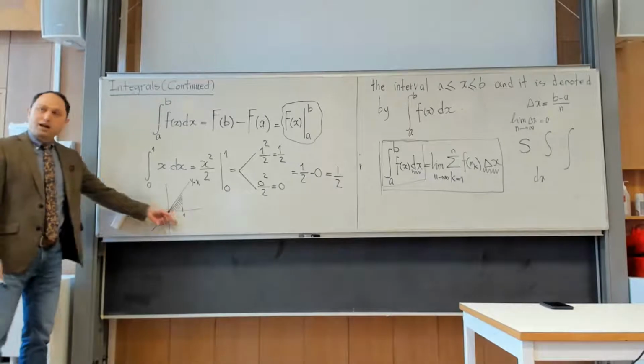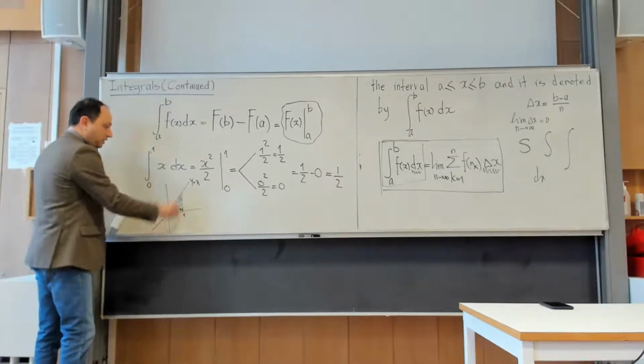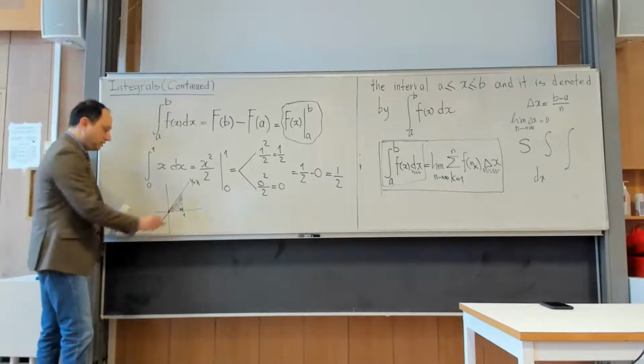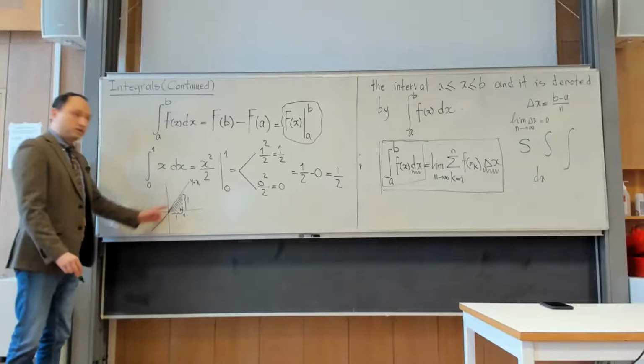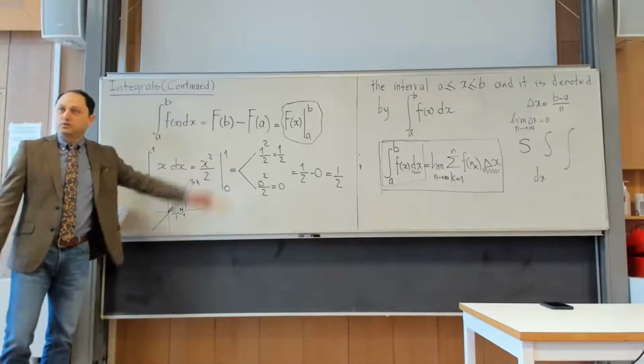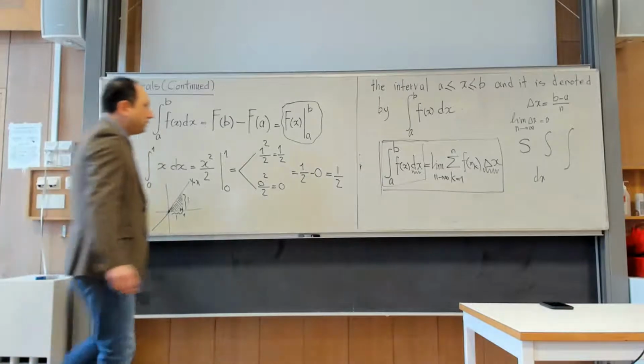Okay, and now let us calculate, by the way. You know this is a right angle triangle. What is the area of this right angle triangle? From here to here is 1. From here to here is also 1. So what's the area? 1 times 1 divided by 2 is one half. Yes? Is that understandable?